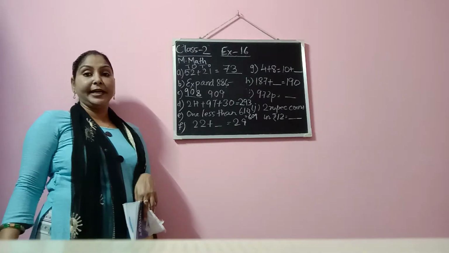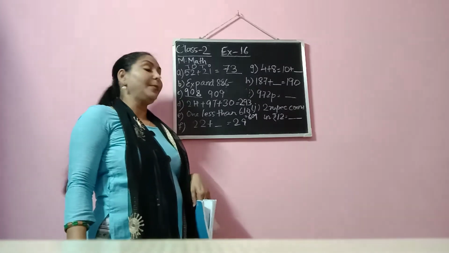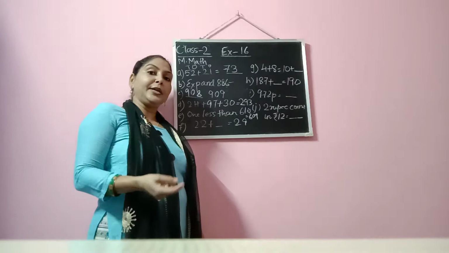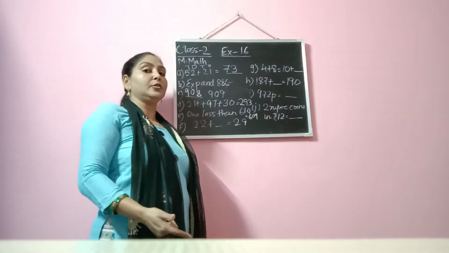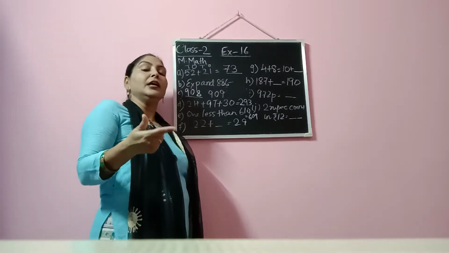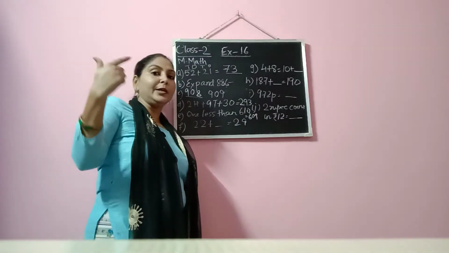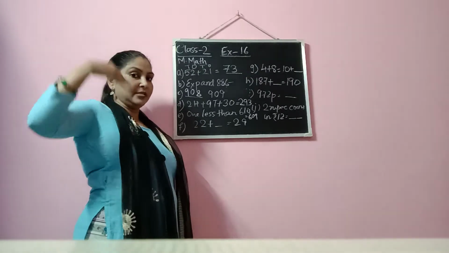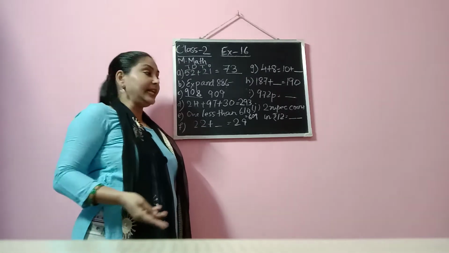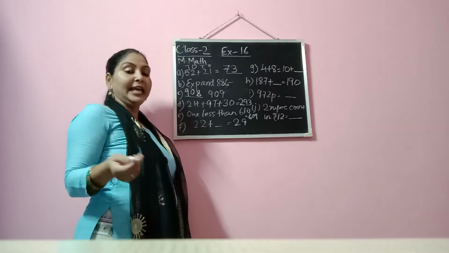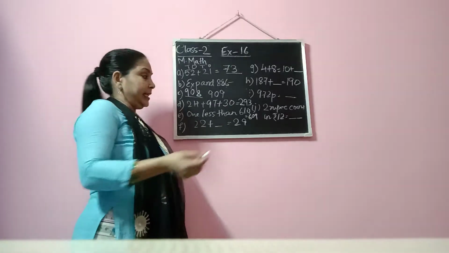22, how much will you add to make it 29? So you can do it by forward counting. After 22 you count till you get 29. So how many numbers are you counting to get 29? When you do this, you will find that you are counting 7 numbers to get 29. Means you will add 7 to 22 to get 29.